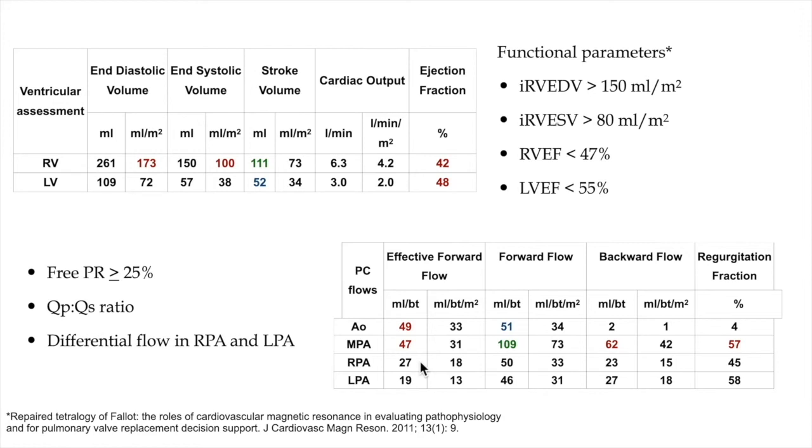Most of the societies don't give any cutoff for the PVR. There are multiple papers and recommendations for the PVR surgery. So these are the functional parameters. If more than two functional parameters are positive in a symptomatic patient, they have indicated a PVR surgery. So when indexed RV EDV is more than 150 ml per meter square, indexed RV ESV is more than 80 ml per meter square, RVEF less than 47 and LVEF less than 55%. Then the differential flow in RPA and LPA is also important when there is a branch artery stenosis.